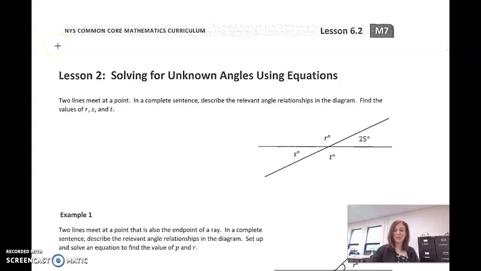So in the last lesson, we talked about the different types of angles. Well, we talked about corresponding, but we talked complementary and supplementary angles. Today, we're going to bring those types of angles in, vertical angles in, and we're going to start writing some equations to solve for some unknown angles. So lesson 2 is on solving for unknown angles using equations.